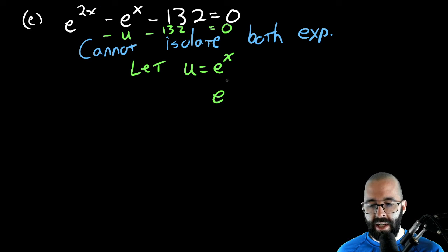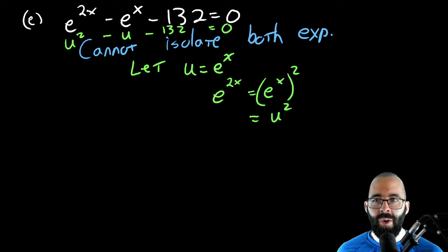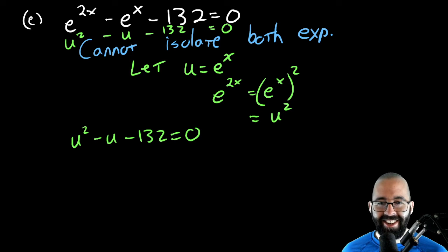Well, e to the 2x, that's e to the x squared. Multiply those exponents. And e to the x is u, so this is just u squared. So if we use this substitution, we get a quadratic equation.